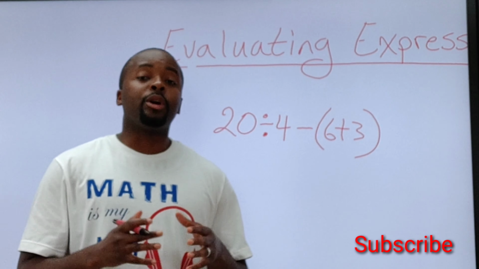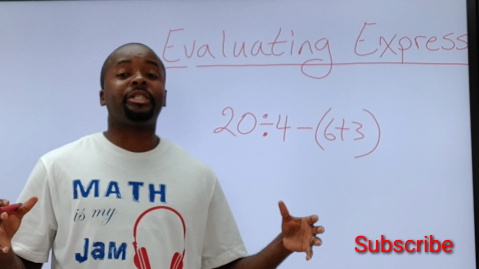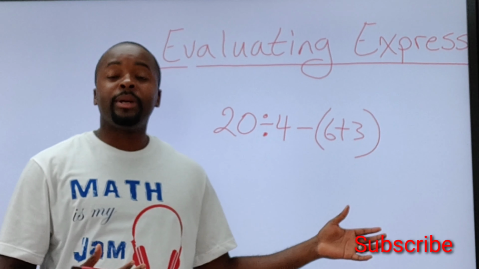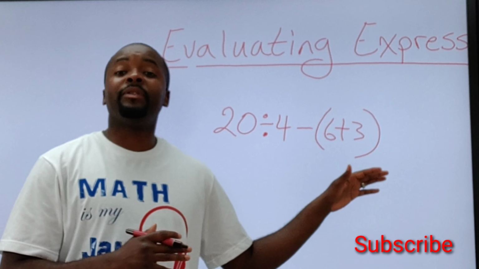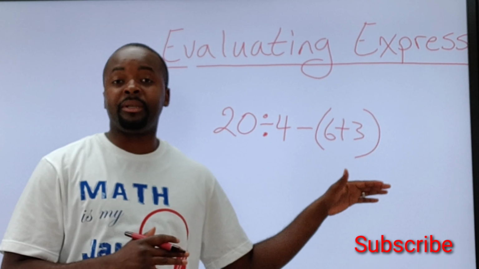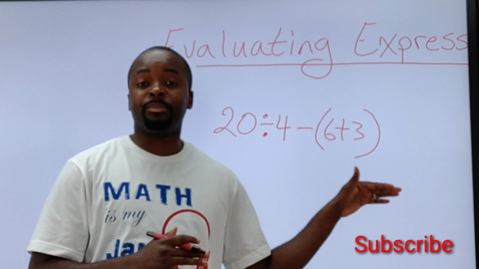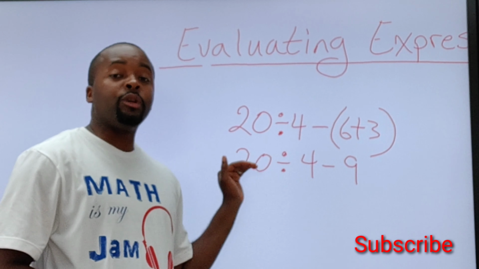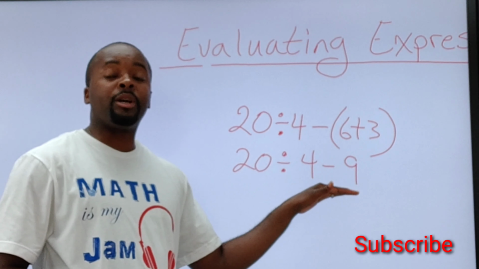So the first thing that we're going to do, we're going to simply go through our checklist. Do we have any parentheses? Yes, we do. In our parentheses, we have 6 plus 3. Even though that's at the end of the expression, we're going to do that first, according to PEMDAS. And so we get 6 plus 3 equals 9, and we're just going to rewrite our equation. 20 divided by 4 minus 9 is what we now have.